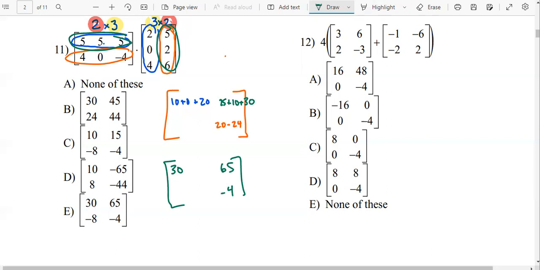Negative 4. E is looking pretty promising. Let's do the last one. 4 times 2 is 8. So this times this. 0 times 0 is 0. Negative 4 times 4 is negative 16. So this becomes minus 8. And it does look like it's E.